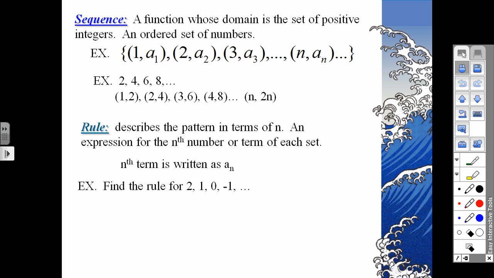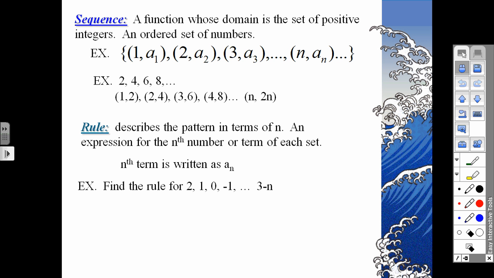So in order to get 2, if we have -1 as being what we have there, to get 2, we'd have to take 3 and subtract the 1 in order to get the 2. So long story short, what that tells you is that your nth term is going to be 3 minus n. So that's going to be your rule.